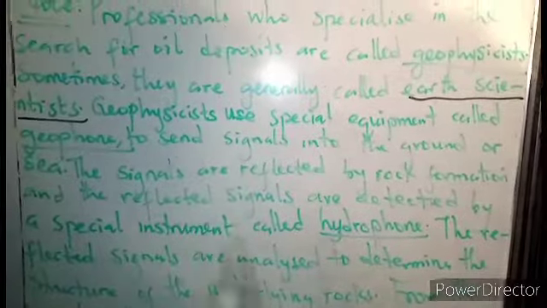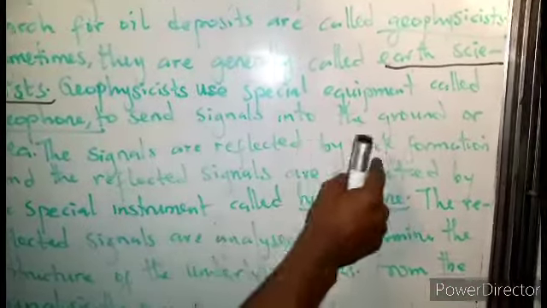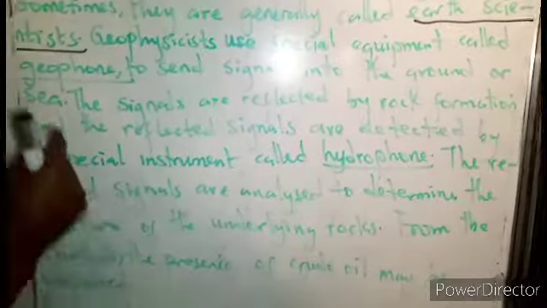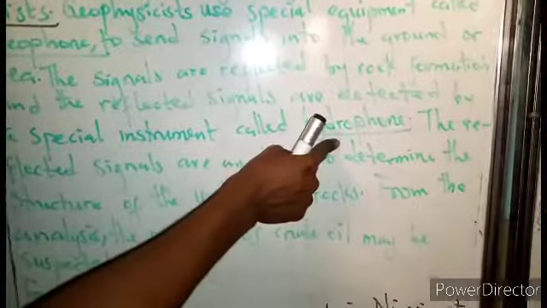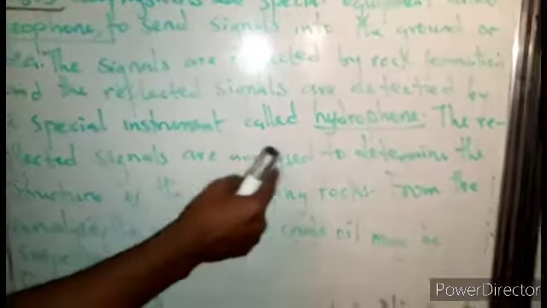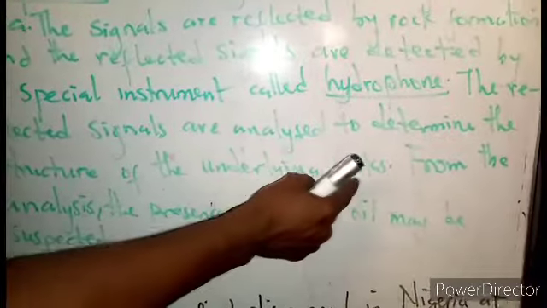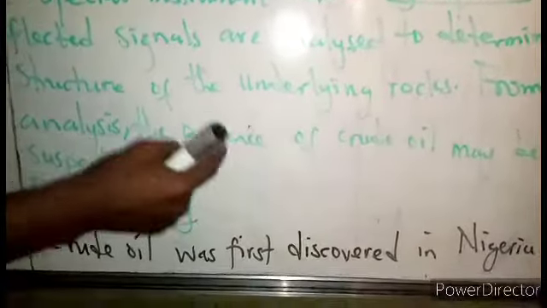Oil can be gotten under the sea. Take note, they can get oil under the sea. The signals are reflected by rock formations, and the reflected signals are detected by a special instrument called hydrophone. When geophone sends the signal, the instrument that receives the signal is called hydrophone. The reflected signals are analyzed to determine the structure of the underlying rocks. From the analysis, the presence of crude oil may be suspected.